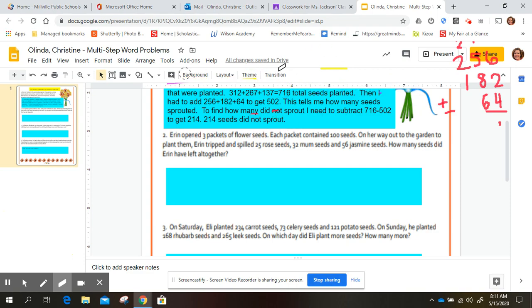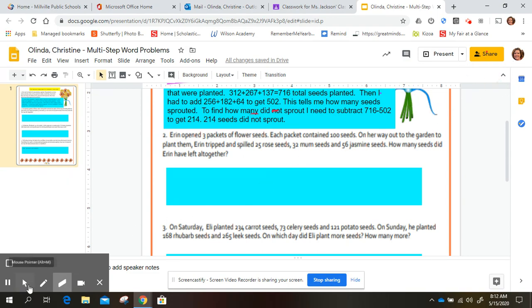So question 2 says, Erin opened 3 packets of flower seeds. Each packet contained 100 seeds. On her way to the garden to plant them, Erin tripped and spilled 25 rose seeds, 32 mum seeds, and 56 jasmine seeds. How many seeds did Erin have left altogether?